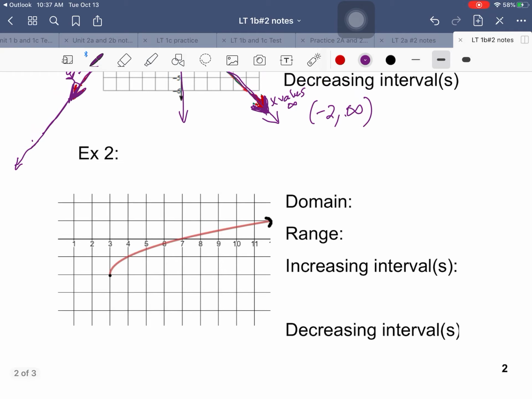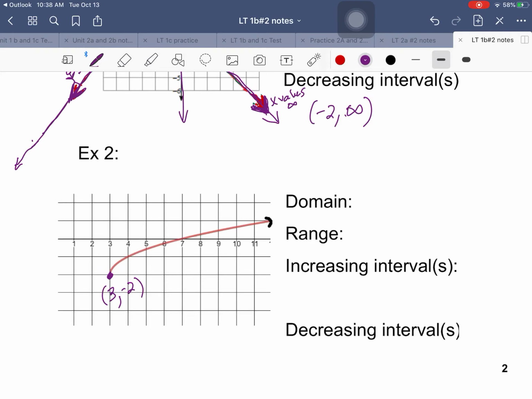Example 2, so domain here. So we're thinking x values, what's the farthest left the graph will go? If I'm just stepping back and looking at this graph, the farthest left point on the graph is right here. And what is that point? It's at 3, this is a weird graph, and down negative 2. So that's at 3, negative 2.